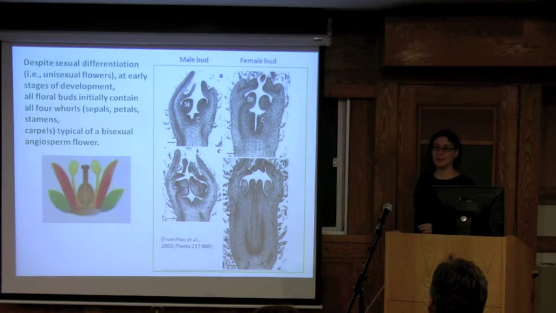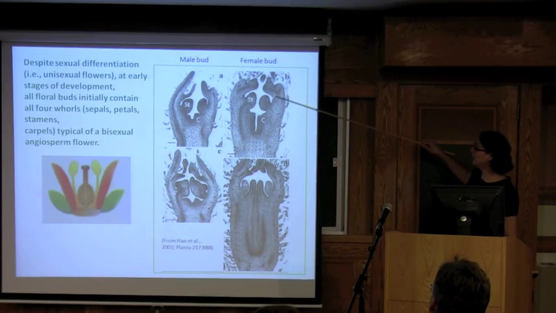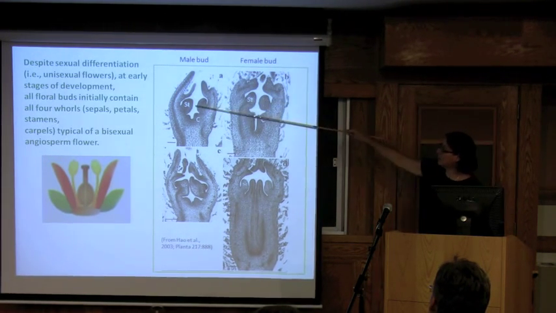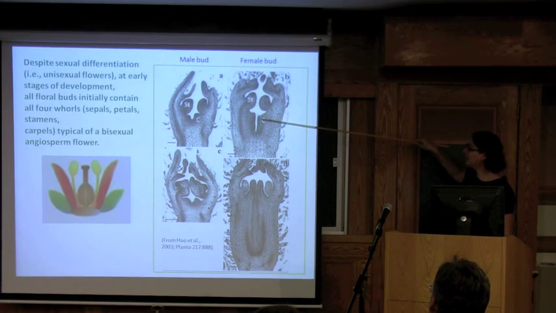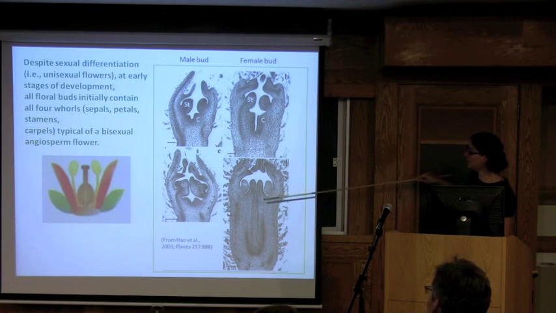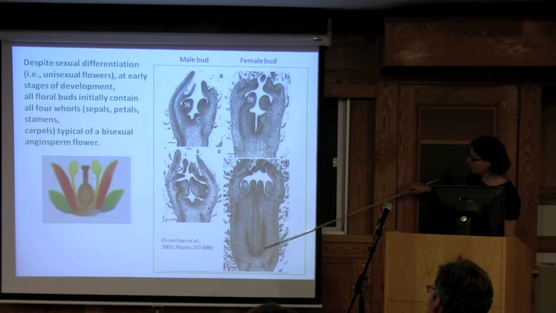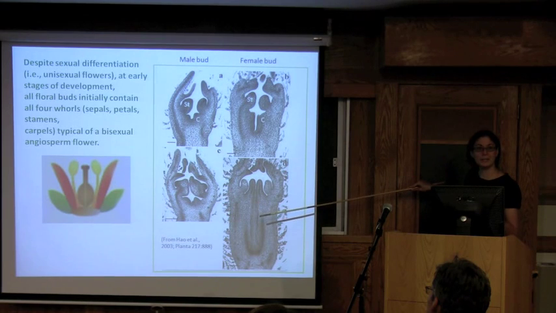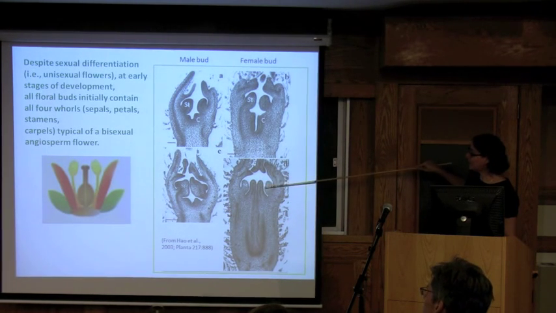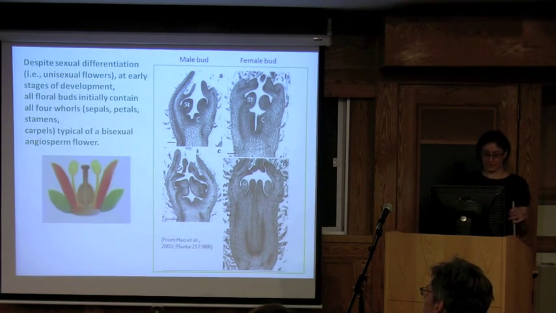In contrast, if we look at what will become a female bud, we see the stamen primordia looking similar to the male, and then the beginnings of the development of the carpel primordia. As that moves forward in time, the carpel primordia continues to develop. It develops ovaries and ovules, but the stamens are arrested in development.